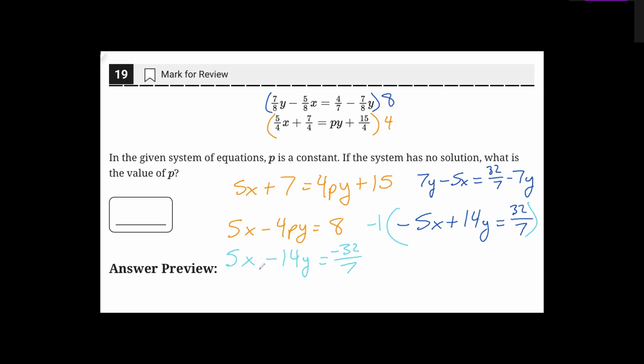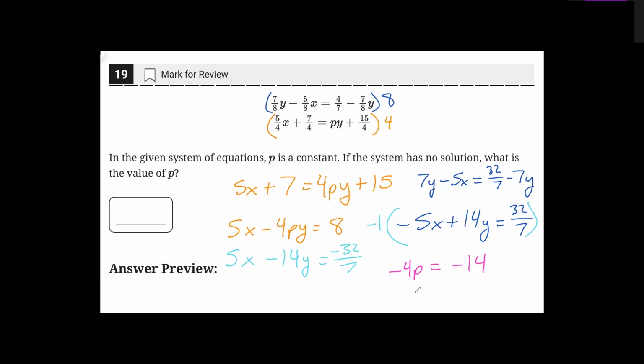Recall that for a system of equations to have no solution, the constant terms must be different, and they are. We have 8 and negative 32 over 7, so those are not the same value. And then on the left side, all of the coefficients should match perfectly. The 5x's match, so now we need to make sure that the coefficients of the y terms match. In other words, negative 4p must be equal to negative 14.